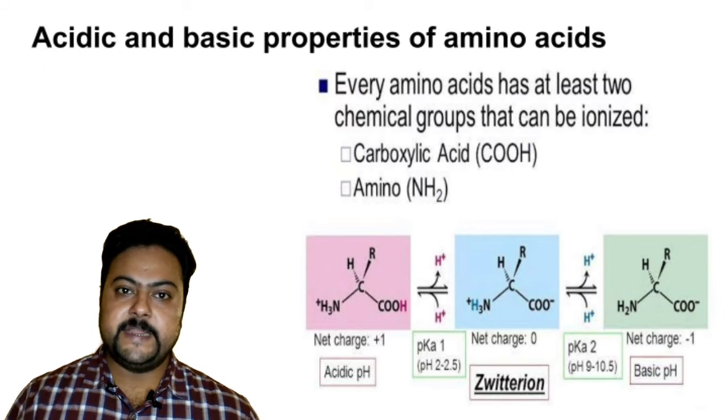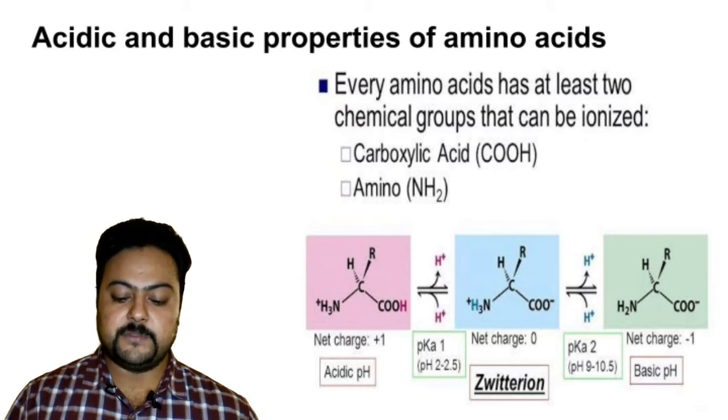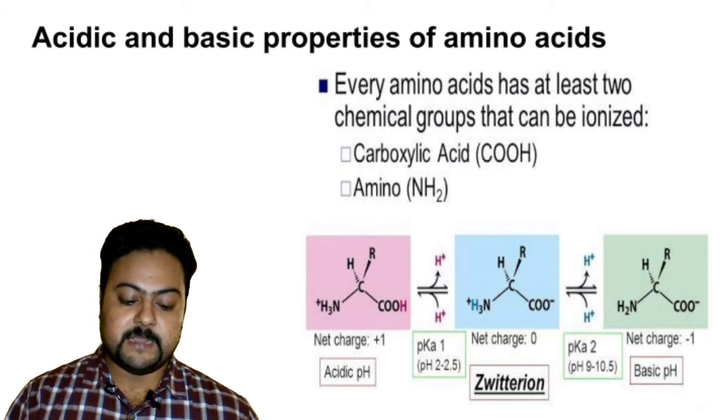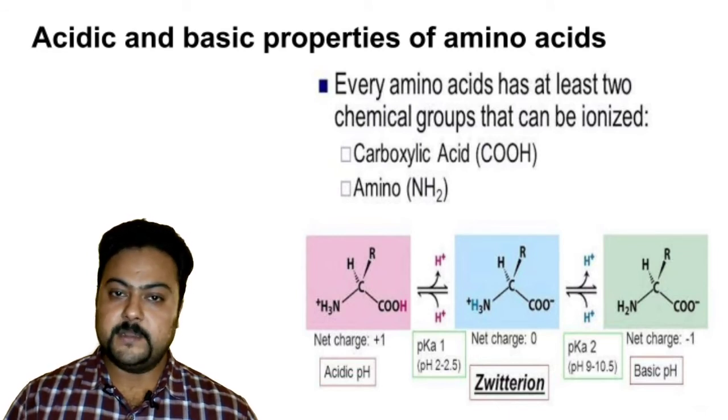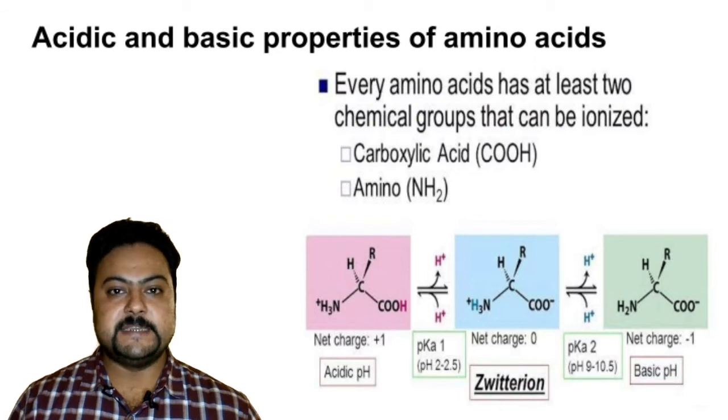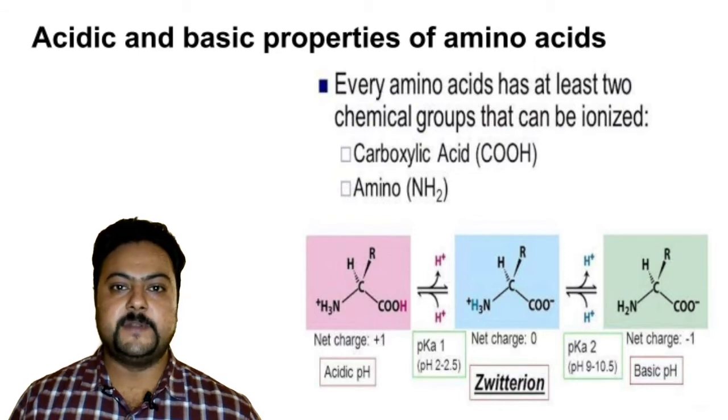When we further increase the pH and it goes to a basic point, another hydrogen atom is lost. This time the amino group loses the hydrogen atom. So now the molecule becomes overall negatively charged. So from acidic to basic, the charge goes from plus 1 to minus 1. So every amino acid basically has got two ionizable groups.